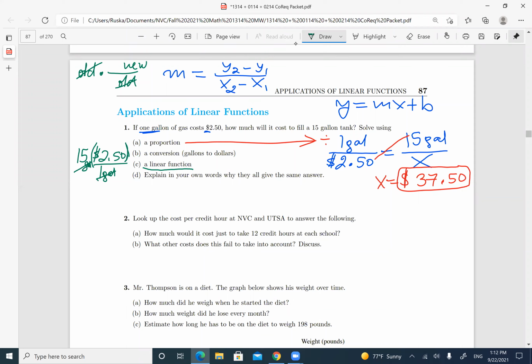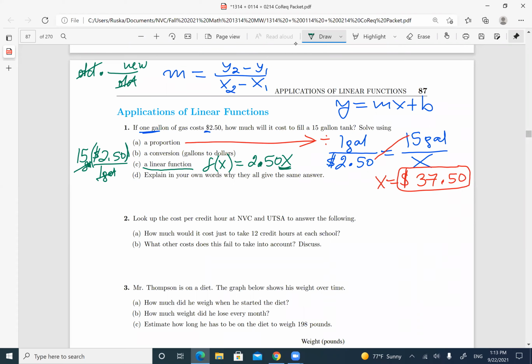Here we can set up the function. The function to calculate how much it's going to cost you for X gallons: each gallon is 250. So the function of X is going to be 250 times X, because X is the number of gallons, and every gallon is going to cost 250.